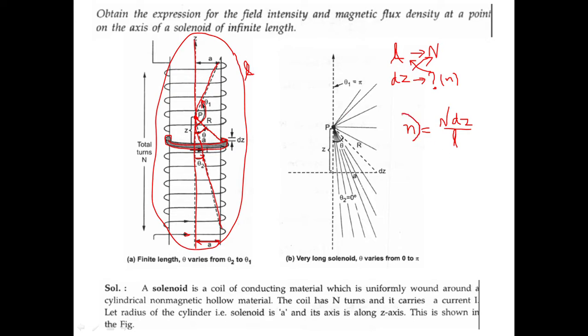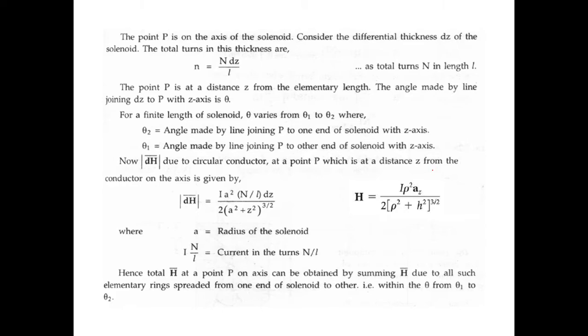So what is this n? This n is nothing but the total number of turns in the height dz, right? So now we'll start with the derivation. You can see here, it is N dz by l, that is the number of turns in the thickness dz. At point P, the point P is at a distance z from the elementary length. The angles, whatever I told you, the same thing is written here, theta 1 and theta 2. You can read this explanation.